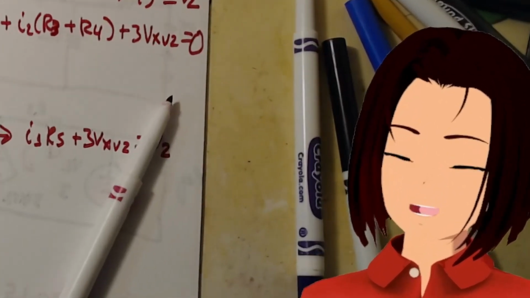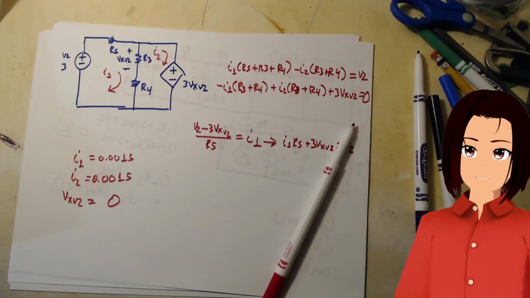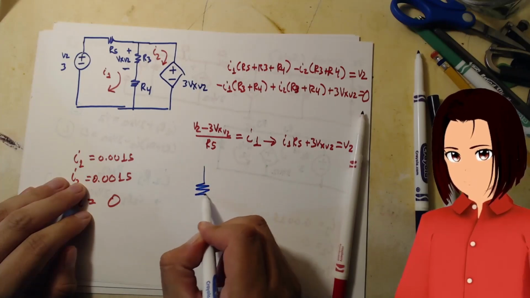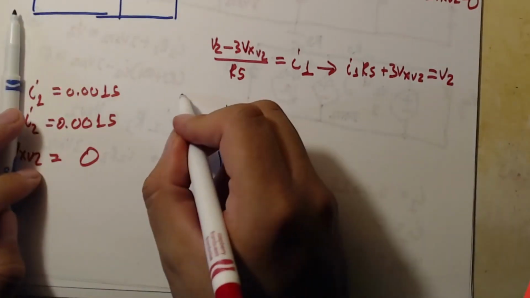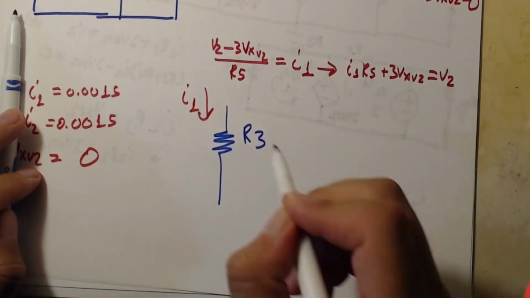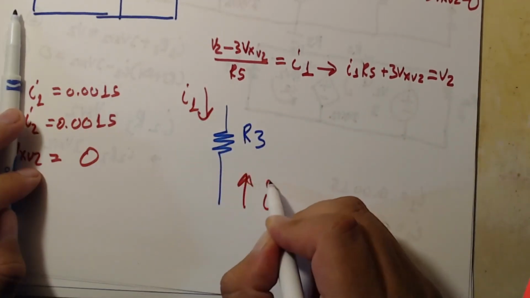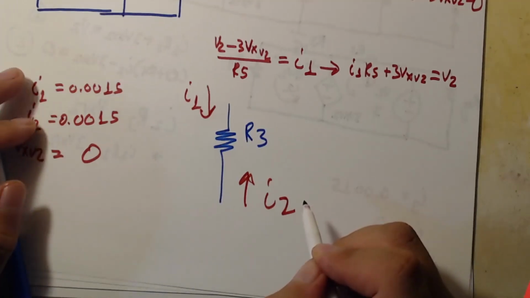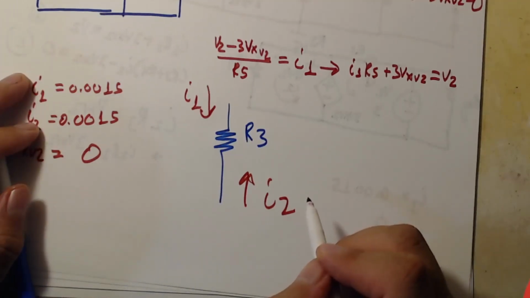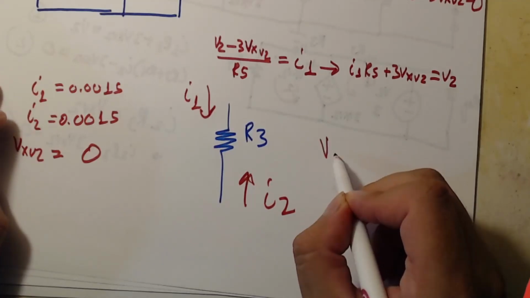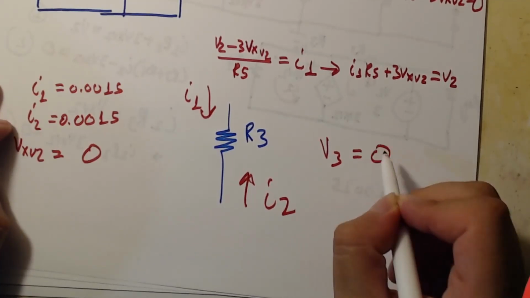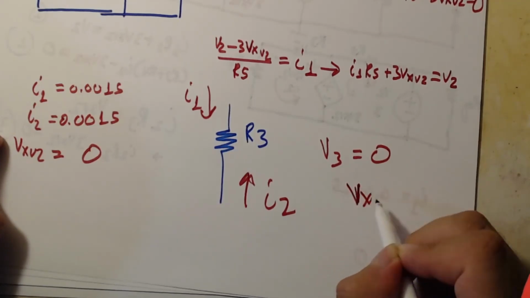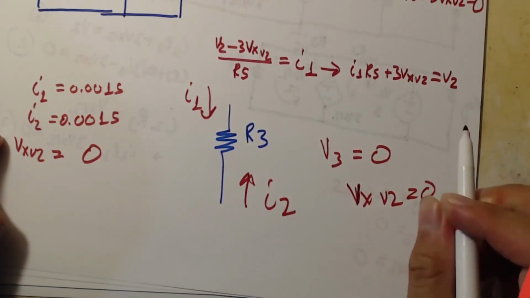If we look at the circuit from this point of view, there's some activity going on. If I look at R3, we have I1 going into R3. We also have I2 going into R3, but in the other direction. Since they're the same quantity, it cancels out. Therefore, V3 is equal to 0 due to Ohm's law, and so Vx V2 is equal to 0.